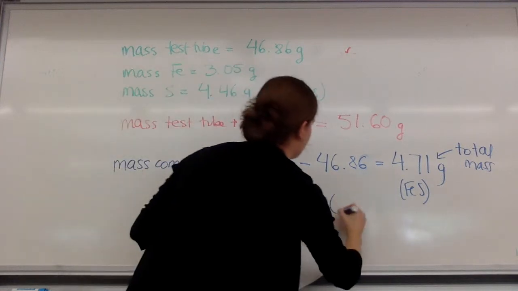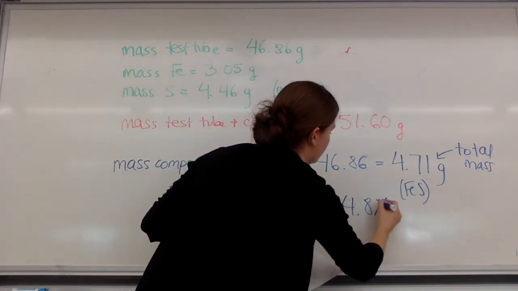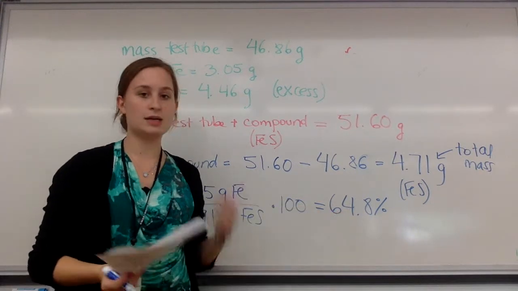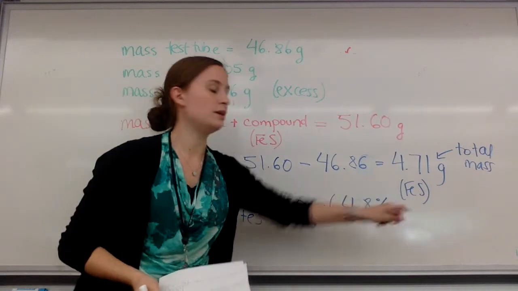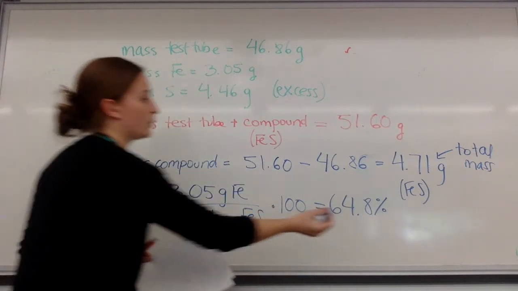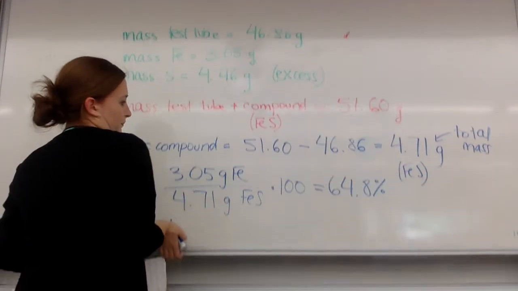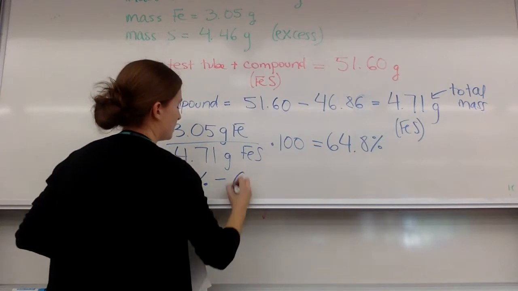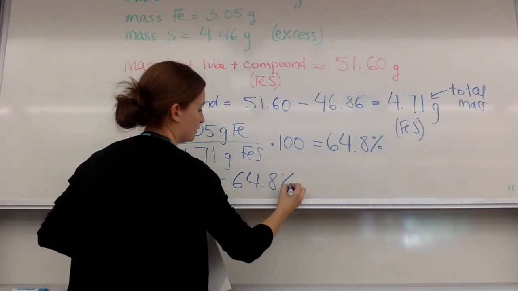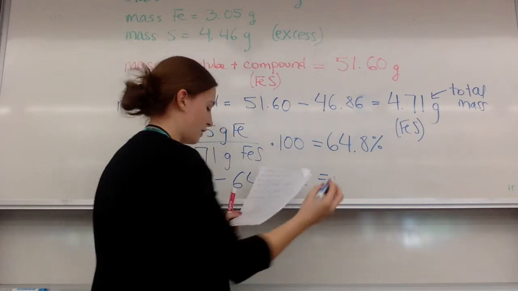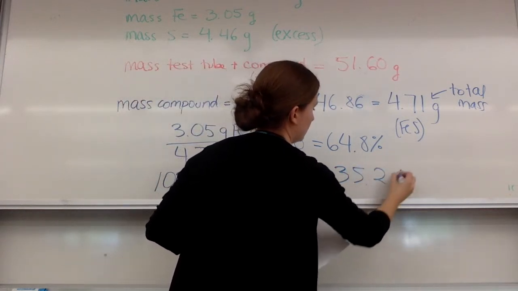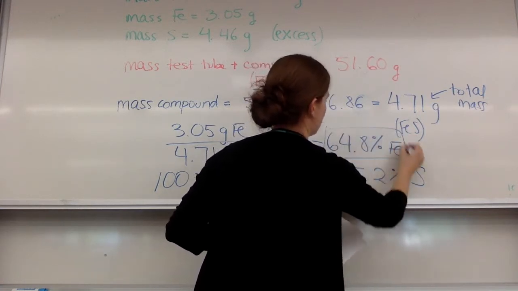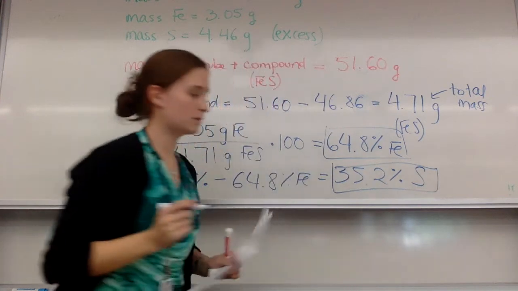So we would get a percent for the iron. So 64.8% of this compound is iron. And since the other part of the compound is sulfur, then from 100%, we know that the rest has to be sulfur. So that means we have 35.2% sulfur. This here is the iron. There we go. Hope that made sense.